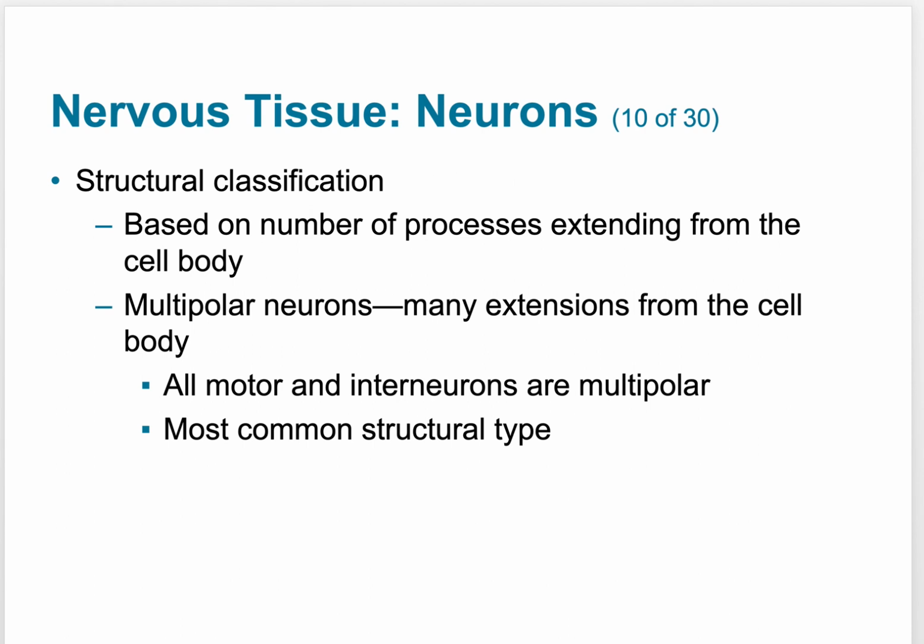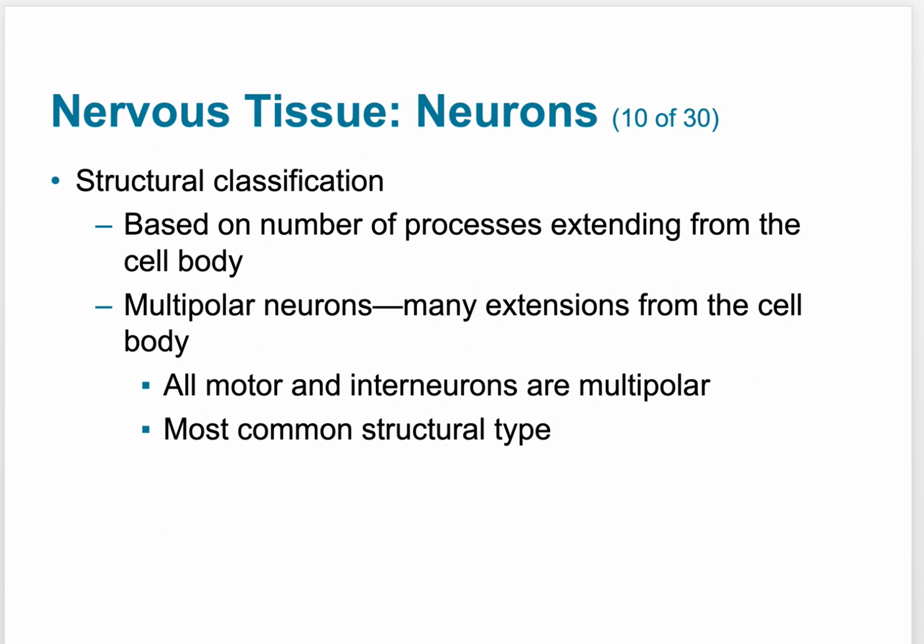And when we look at neurons, there's three main types of neurons, and they are classified structurally based on the number of processes that come off of the cell body. Okay, and when we talk about processes, we're talking about dendrites and axons. Okay, so when we look at something called a multipolar neuron, it has many extensions that come off of the cell body. It's going to have many dendrites coming off the cell body, and then one axon.